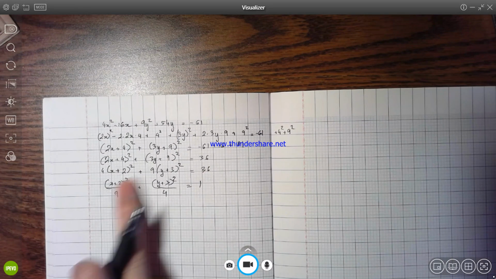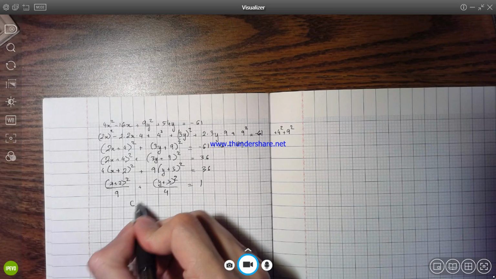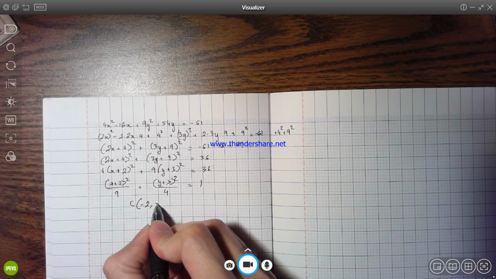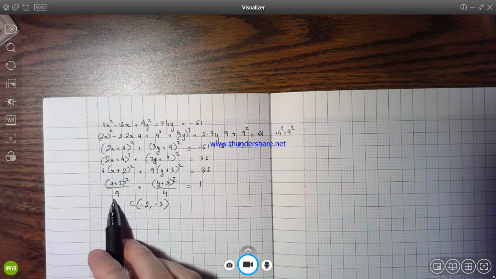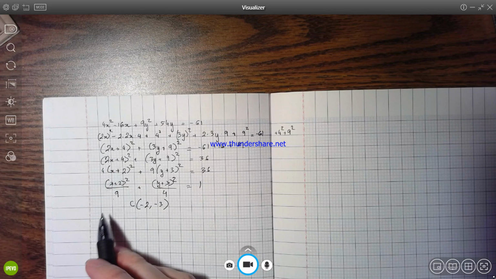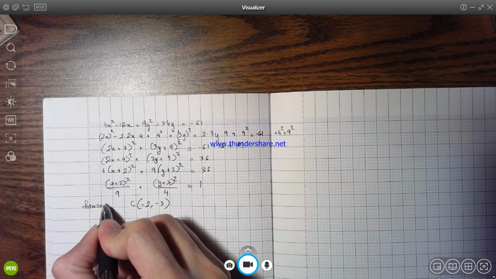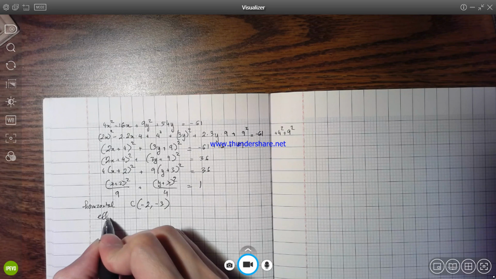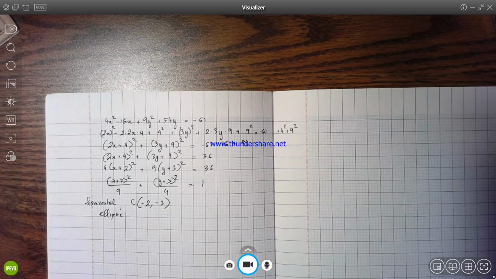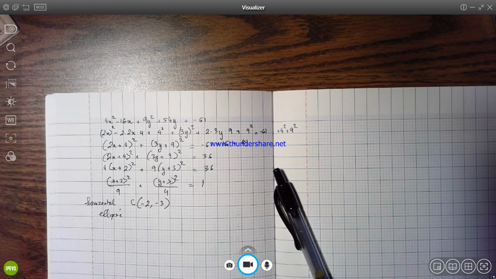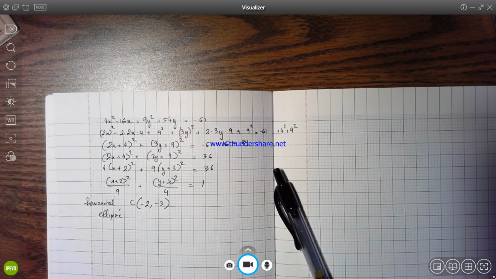This is the ellipse whose center is negative 2, negative 3. Major axis, this is a horizontal ellipse. There you go. So this is an ellipse. Okay. So that is how you show that the equation is an ellipse. You have to complete the square.